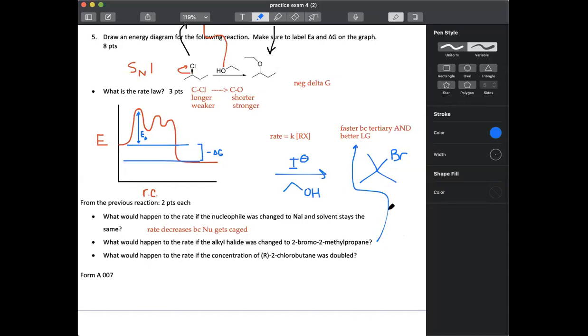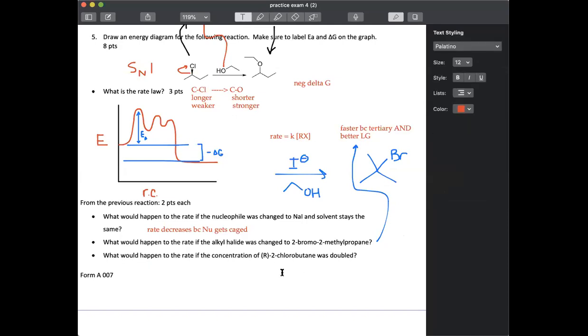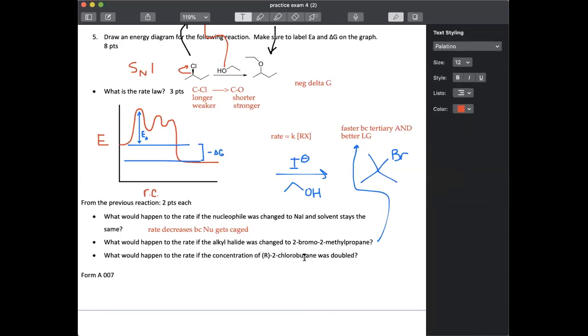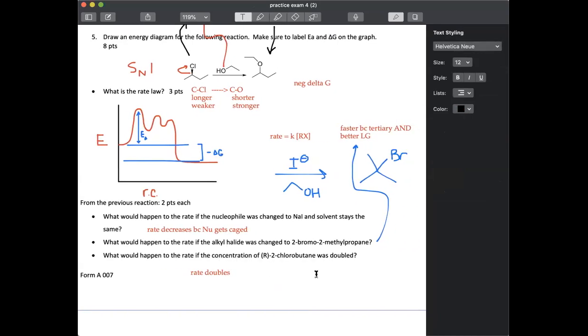Cool. And then last one, what happens to the rate if the concentration of the alkyl halide was doubled? The rate doubles, right? Because it's part of the rate law, which we put right here. Okay. Questions?